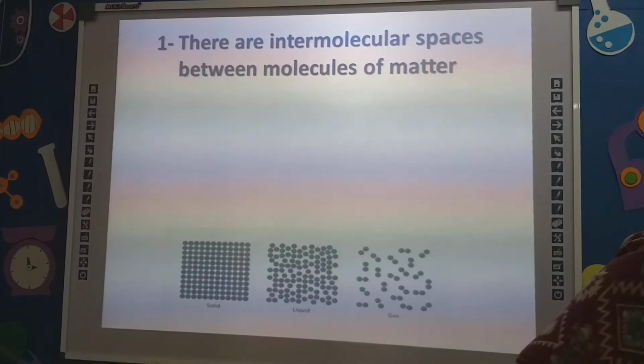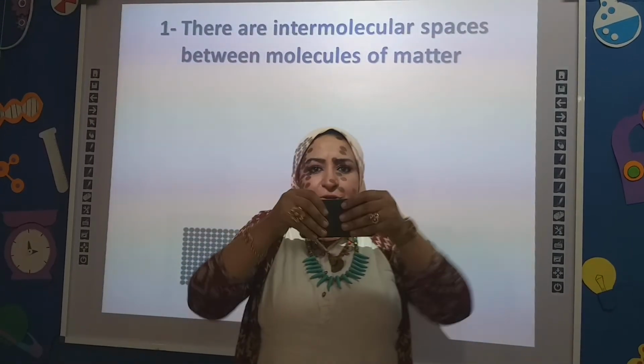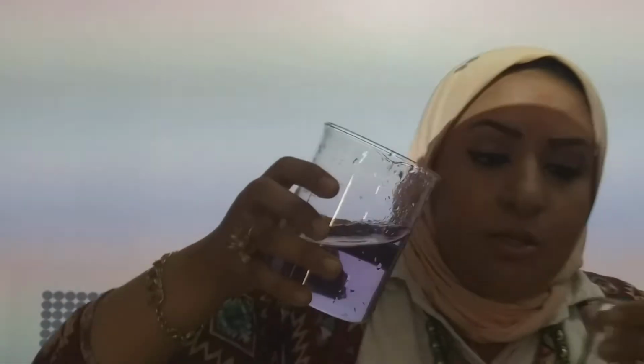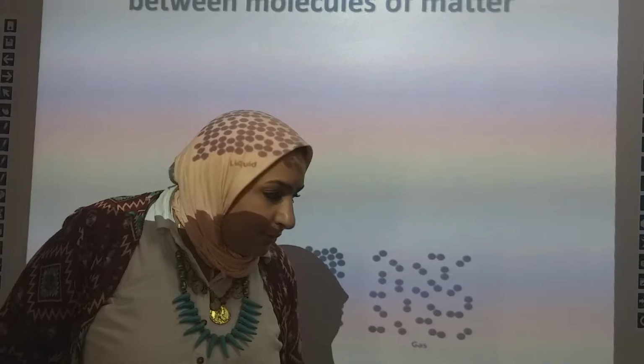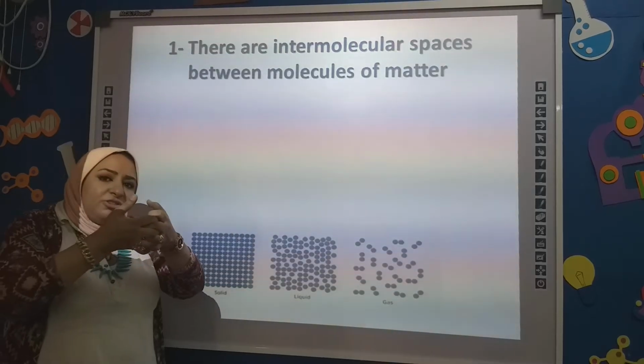The third property is this: when I have a piece of iron, if you try to divide it, it's difficult to divide a piece of iron. But if I have an amount of liquid, then I can divide it. I'll divide it into more than one beaker or more than one container. I think it's easy to divide an amount of liquid. Why? Because between molecules of matter, there is an attraction force, an intermolecular force.